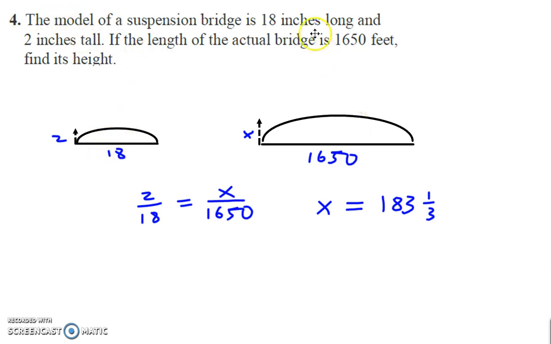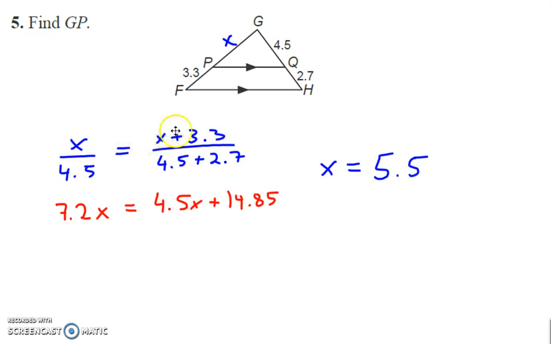Here we have a model and suspension bridge, same deal. Set up your proportion, make sure everything's in the right place. 2 corresponds to x, and then 18 to 1650. And x is 183 1/3, or 183.3 repeating.